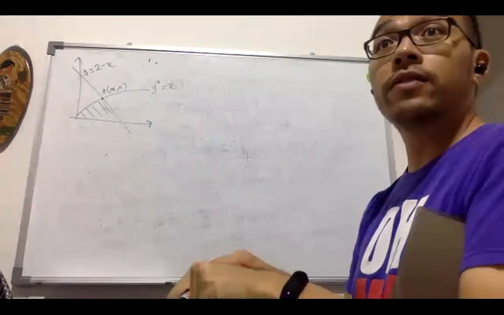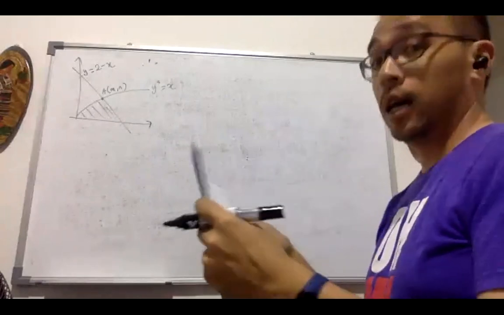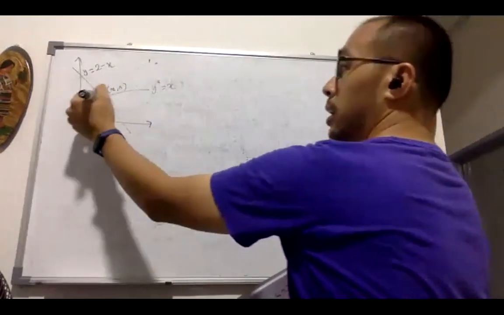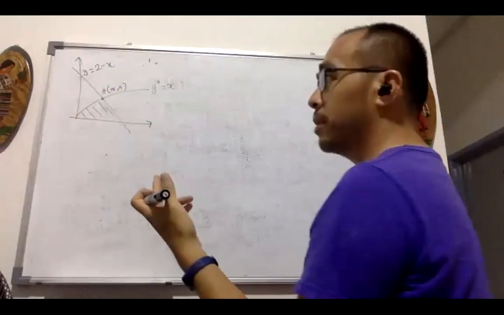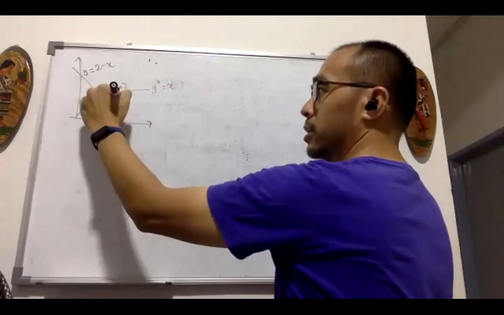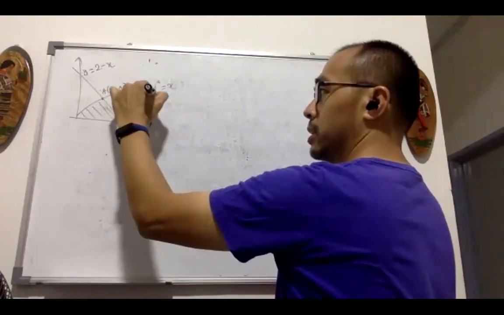Okay, so the first question is, find the value of m and n. It's important to note, and this is a very popular paper 2 question, that any point on this side is always called a point of intersection.